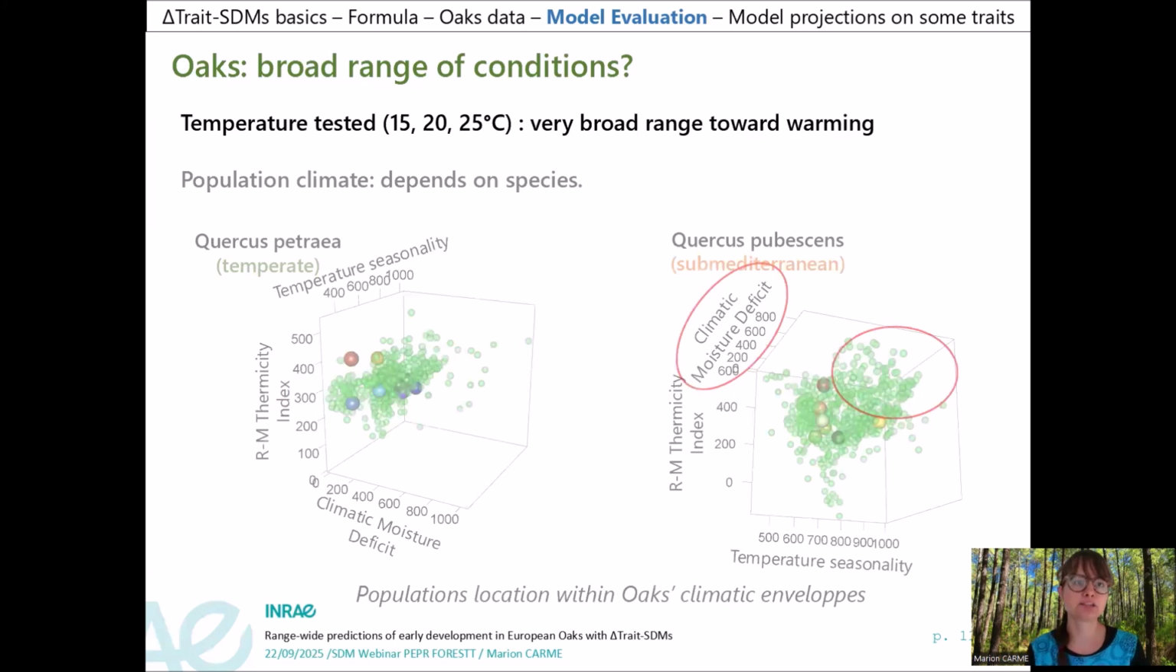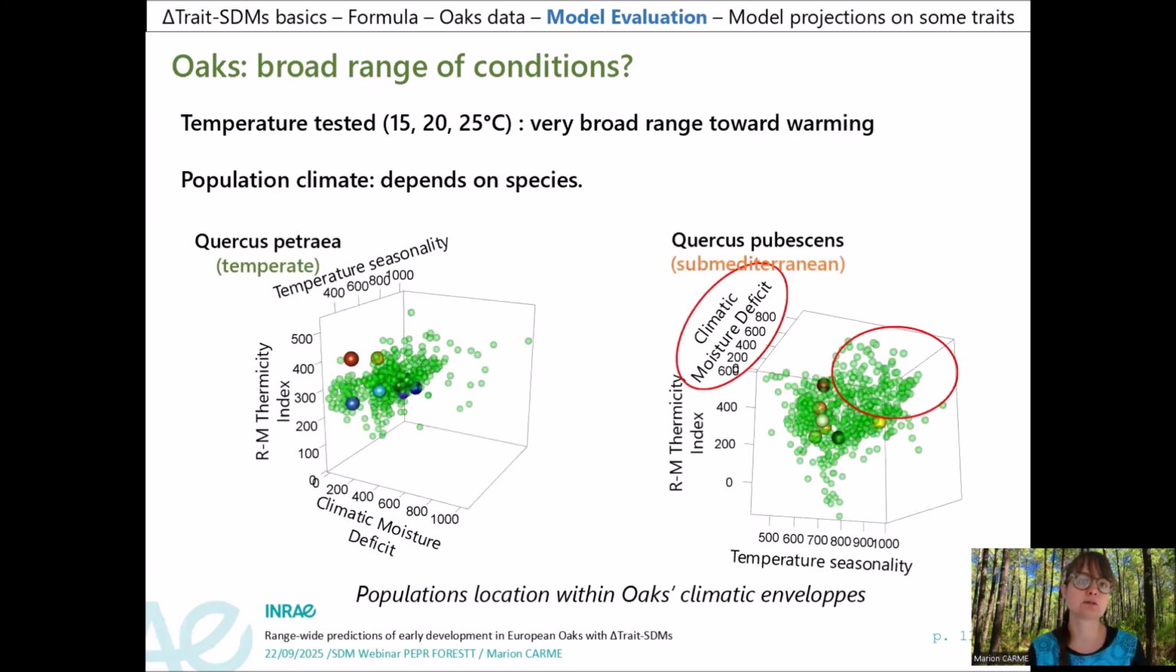And are the populations representative of the climate covering the whole distribution range? It depends on the species. So here you have the population locations within each oak's climatic envelope. The envelope is a function of the temperature seasonality, the thermicity, which is a temperature index, and the climatic moisture deficit, which is a water variable.